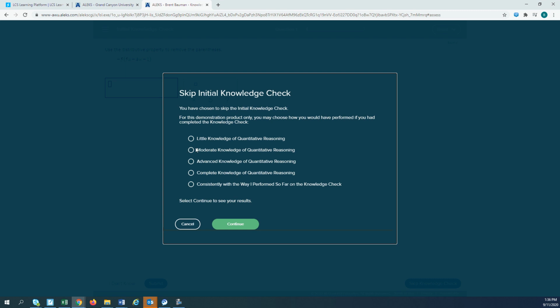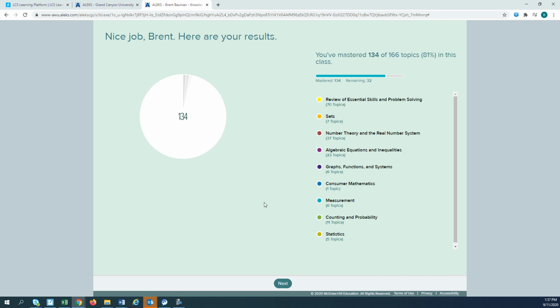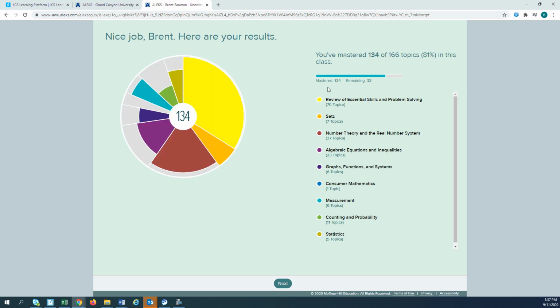So I'm going to skip and I'm going to say I'm a moderate knowledge of what we're working with. So these are the different levels that you can test into to see where you're at. And it will tell me that I've already completed. So I've already mastered 134 concepts and I only have 32 to do. So in the rest of the course, through those basics assignments, you're going to be working on those concepts slowly each week to get that completed.